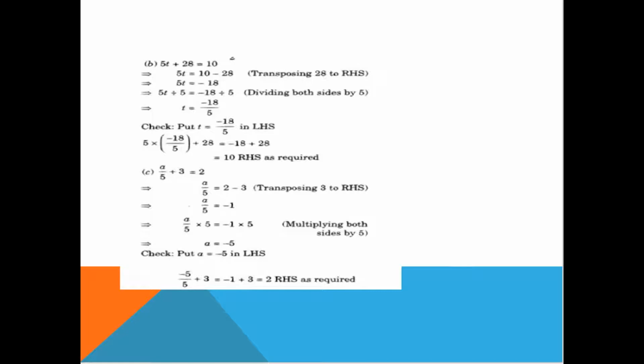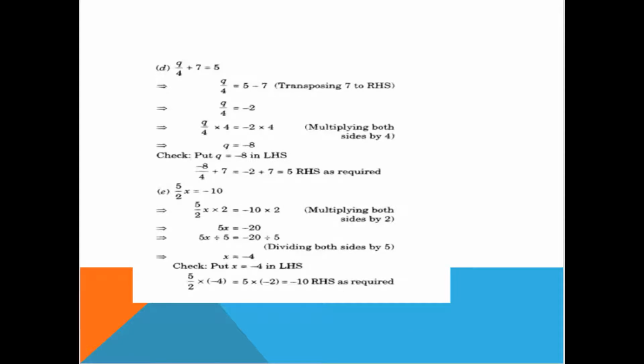We have to check our answer, putting the value of t in LHS. 5 into minus 18 by 5 plus 28, which is equal to minus 18 plus 28. The answer is plus 10, which is our RHS. So we have got the same value as RHS, so again our answer is correct. In the same way you can solve for C part, and the same way D part.